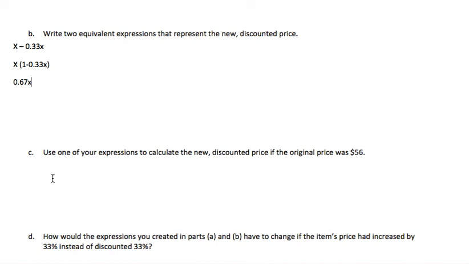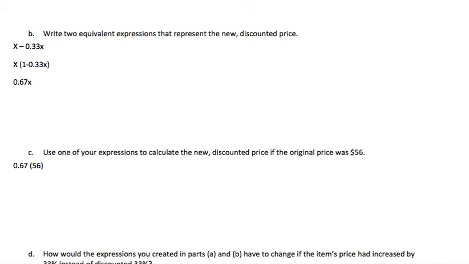They ask us then to use one of our expressions to calculate the new discounted price if the original price was $56. Although you don't have to do this problem a variety of different ways, the simplest way, in my opinion, would be 67/100ths times 56, which is $37.52.